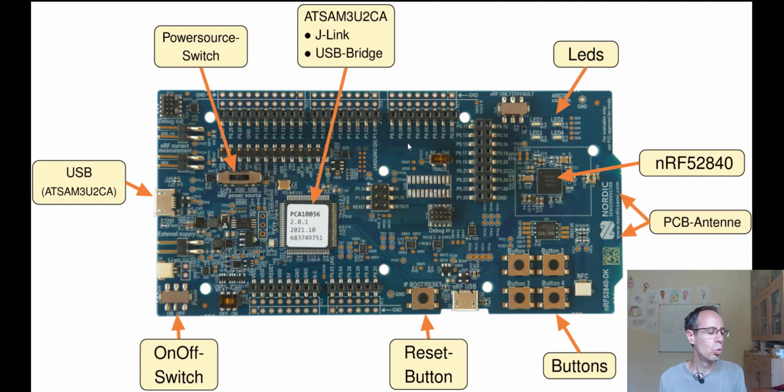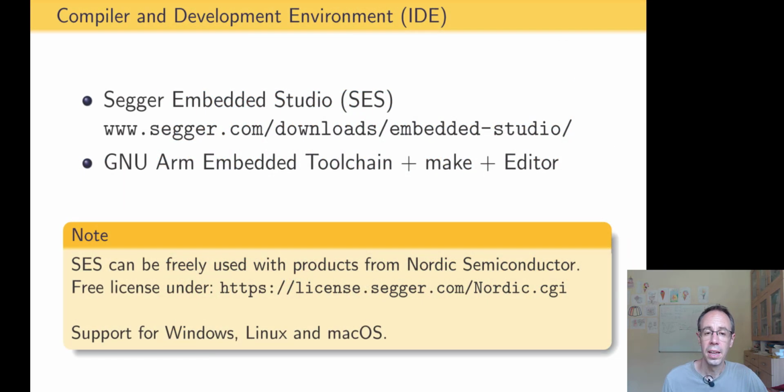We need two of them because we want to make a network. So one is not enough, at least two. Next we need a development environment. For this we are using Segger Embedded Studio. Here's a link for download. I will put all the links, of course, also in the description of this video.